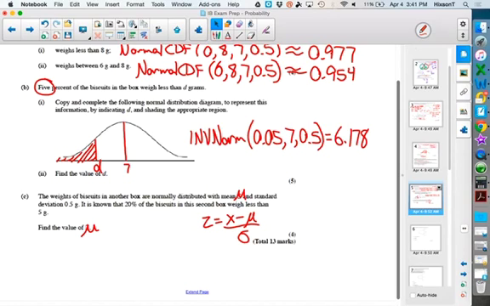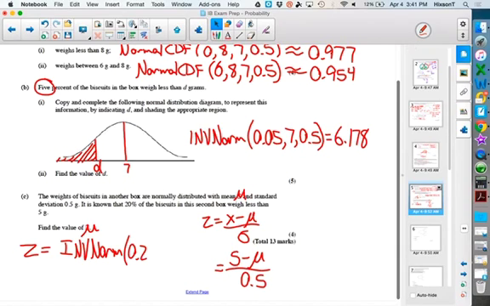Now, we know that the score that we're dealing with is 5. We don't know the mean, but we know this is 0.5. But we can figure out z, and we do that by using inverse norm. The area is going to be the percentage, so 0.2. Where does the 0.2 come from? It's given. That's the area, the 20%. And then the standard normal to find z always has a mean of 0 and standard deviation of 1. So inverse norm of 0.2, comma 0, comma 1.